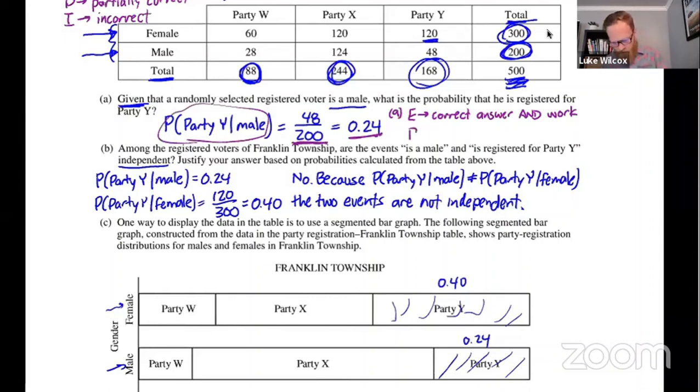Now you could earn a partial credit if you gave a correct answer of 0.24, but you didn't show any work. That would be worth a partial credit.